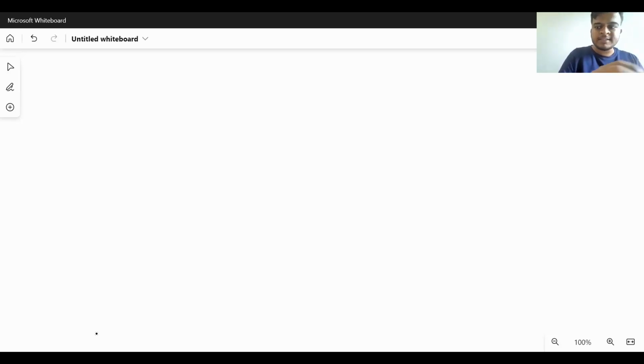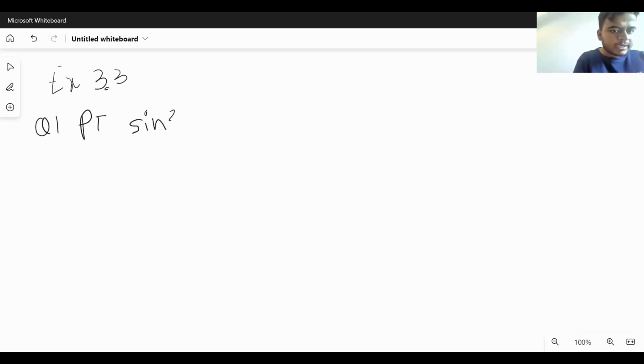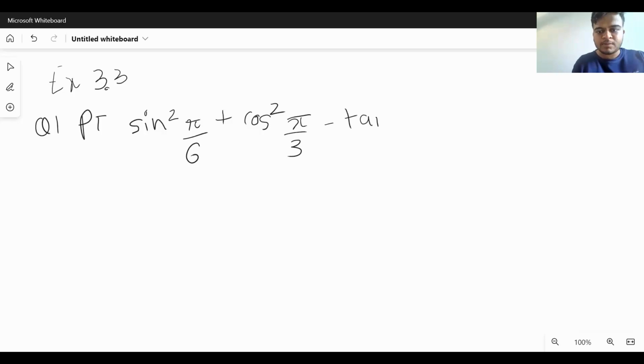So the first exercise that we are looking at today is exercise 3.3, and we're going to start with the first question. The first question is: prove that sine square pi by 6 plus cos square pi by 3 minus tan square pi by 4 equals minus 1 by 2. So this is something that we have to prove.